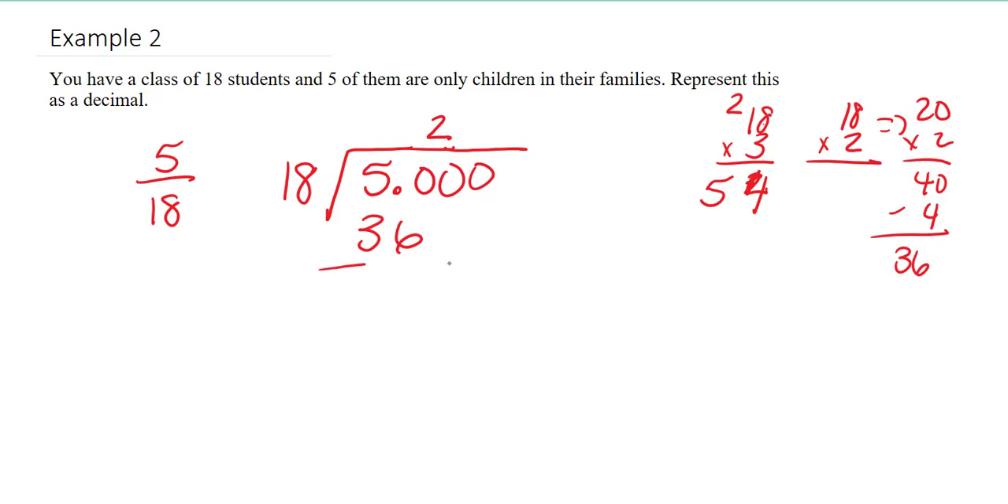We get 36. We go ahead and subtract. We get 14. We go ahead and bring down the 0. Now 18 can go into 140 how many times? Well, if 18 times 3 is 54, let's go ahead and say 6 times. So 18 times 6. 8 times 6 is 48. Bring over the 4, so we have 108.